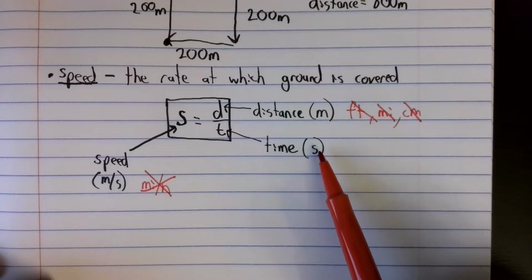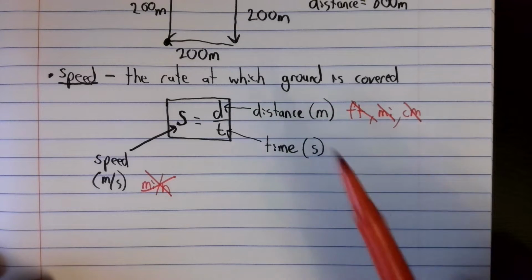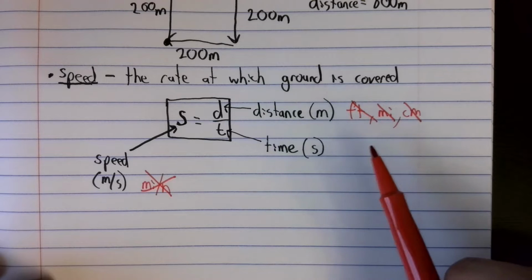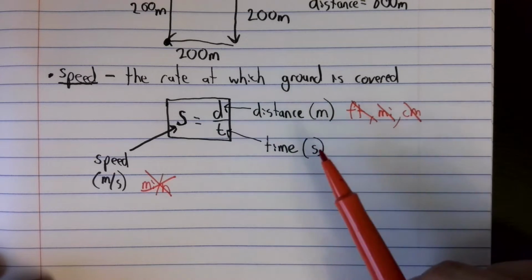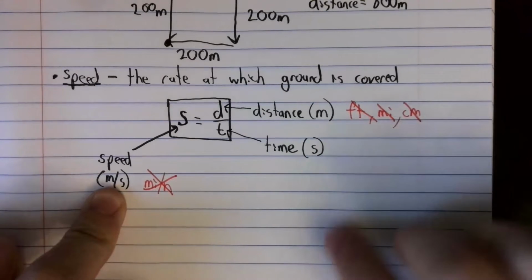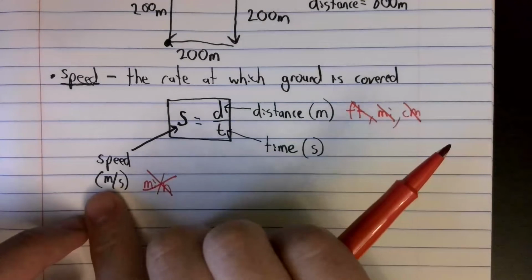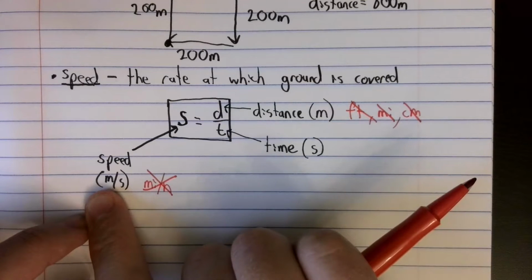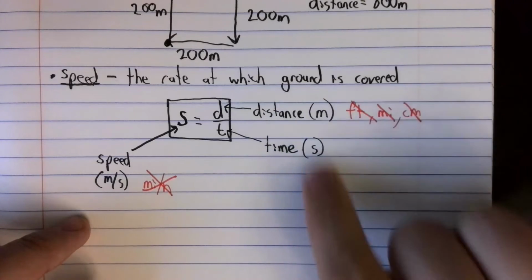And finally, time. This can be in hours, minutes, years, but no matter what unit they give you, you don't want to use this equation until you have this in seconds. So our standard units are meters, seconds, and any combination of those two. So meters per second is a combination of these two.